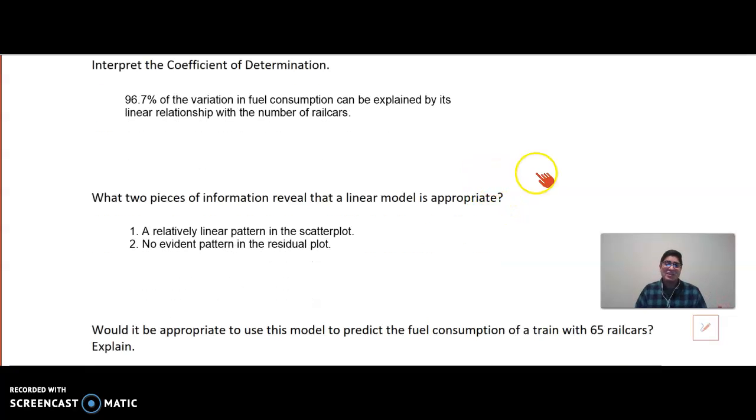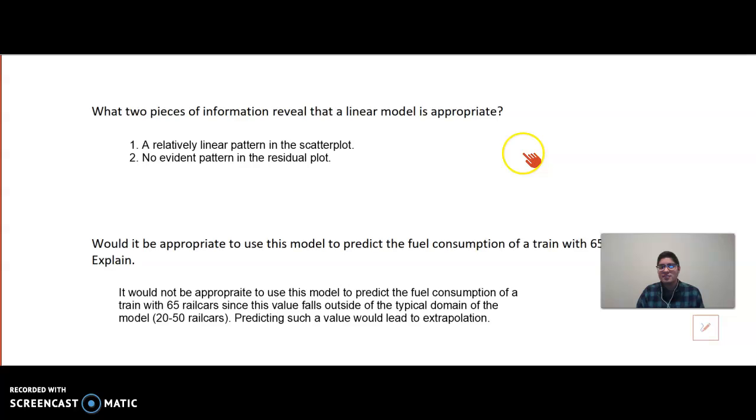What is a good indication that a linear model is appropriate? Well, a relatively linear pattern in the scatter plot, which is what we have, and then no evident pattern in the residual plot, because the residuals should just be completely random. And we had both of those pieces of evidence. So for this situation in particular, a linear model is appropriate. So in a scatter plot, you want a pattern, and in a residual plot, you don't want a pattern, you want it to rebel. So that's the way we remember it in class.